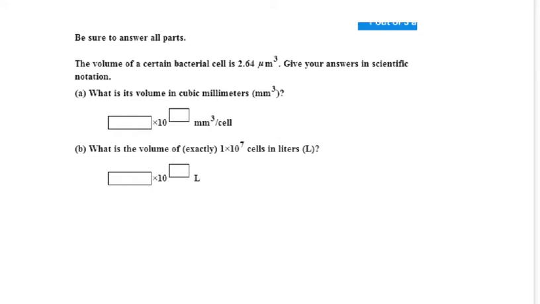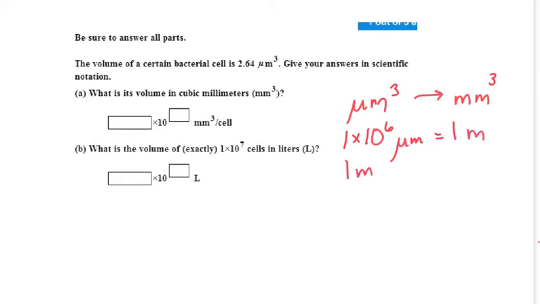So the volume of a certain bacterial cell is 2.64 micrometers cubed. And we want to go from micrometers cubed into millimeters cubed. The important conversion factors that we need to know is that there's 1 times 10 to the 6th micrometers in 1 meter, and that in 1 meter there's 1,000 millimeters. These are the only conversion factors that we need to know in order to solve this question.